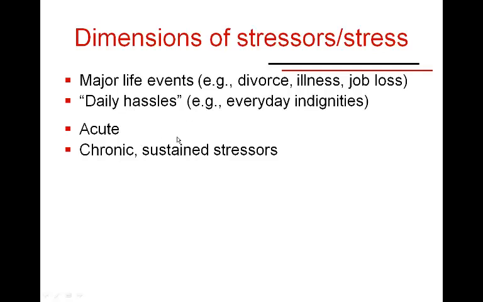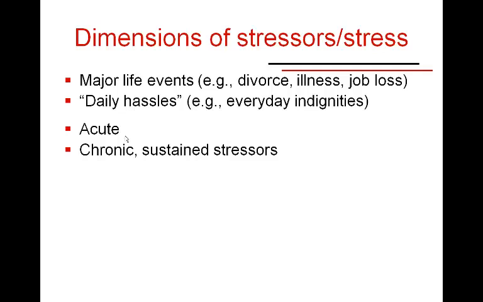However, that's not a completely clean correspondence. For example, several types of major life events can be both acute and chronic and sustained. If it's a sustained serious illness, for example, long-term disability, that is a major life event that then takes on a chronic nature. And daily hassles may seem relatively more minor, but can have both acute and chronic dimensions as well.